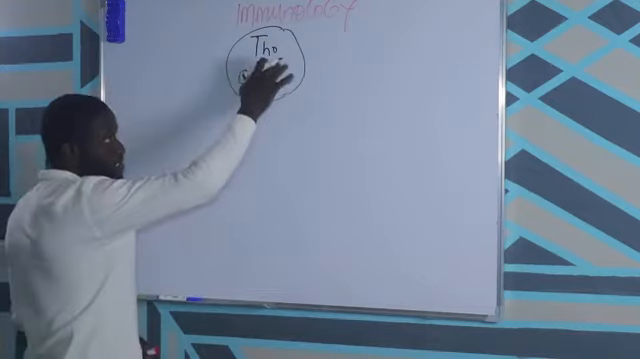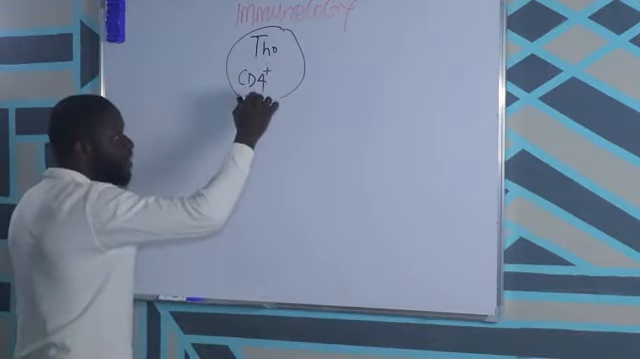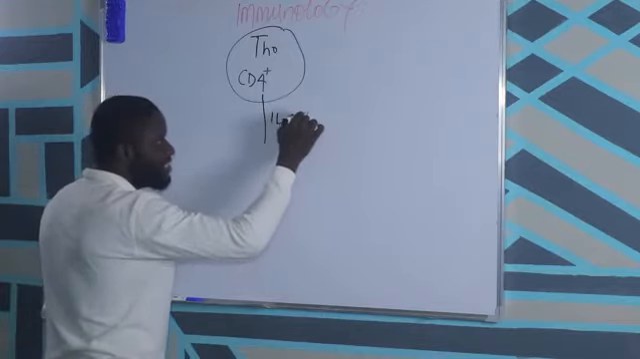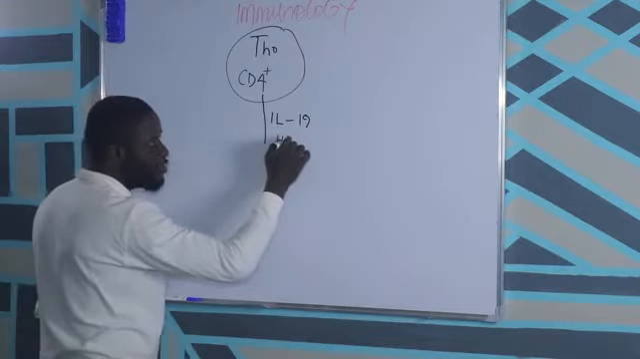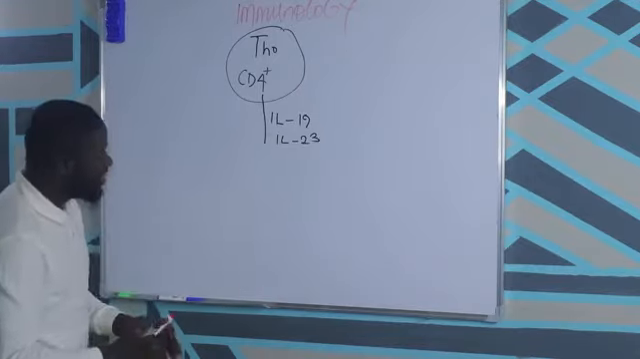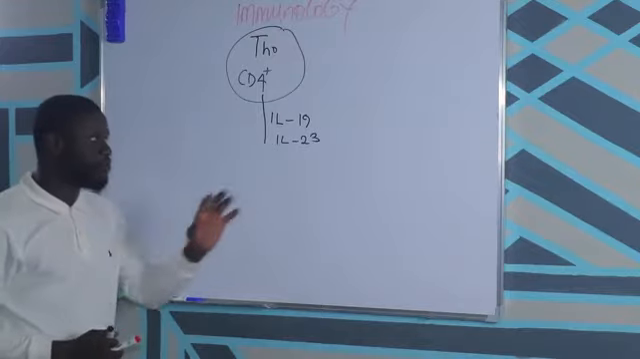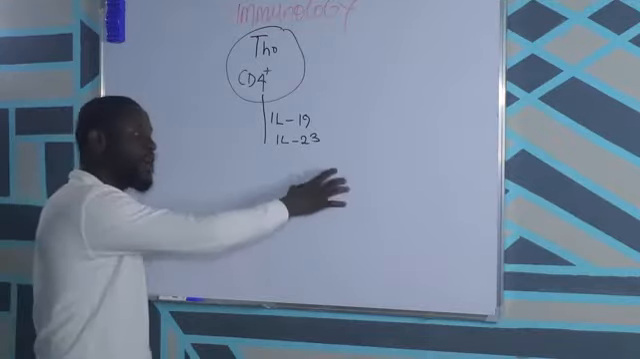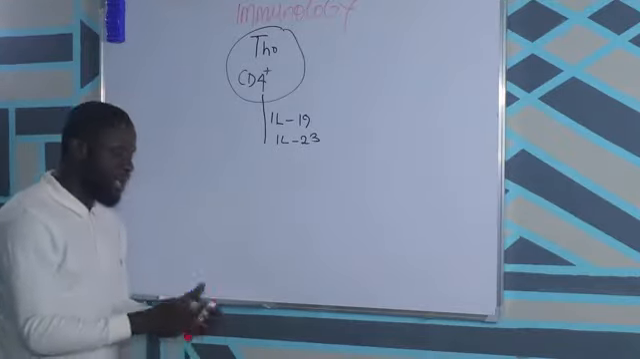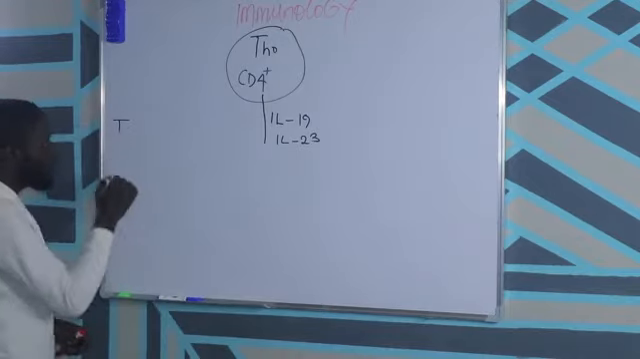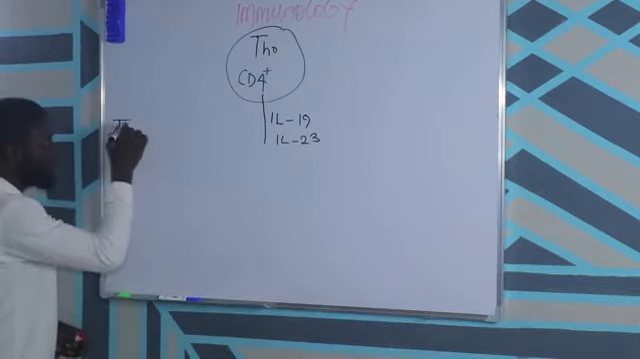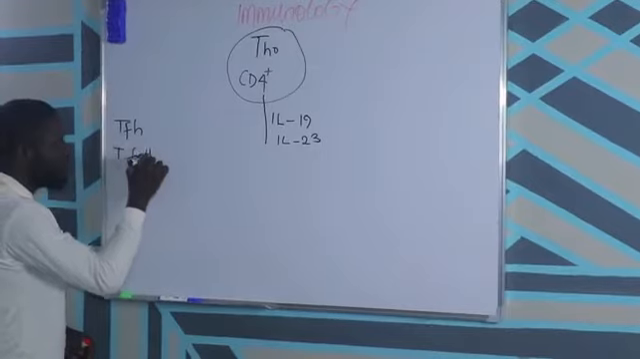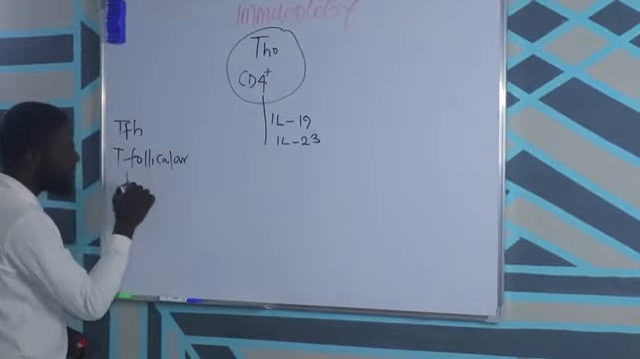Okay, now this is our TH0 cell. It releases interleukin 19 and interleukin 23. Before this occurs, it needs another T helper cell that will be able to activate the B cell to become a memory cell. And the T helper cell that helps for memory is the TFH, which is the T follicular helper cell.